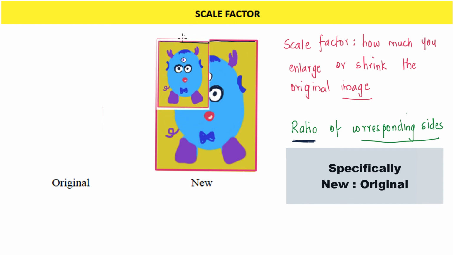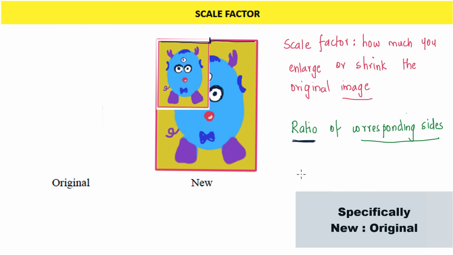It looks like the corresponding side of this new monster is double the side of the original monster. And if we look at this length here, the new image also has double the length of the original image. So in this case, the scale factor would be 2, because the length of the new image is double the length of the old image, and the width of the new image is double the width of the original image. Let's explore scale factor in more detail in the next video.